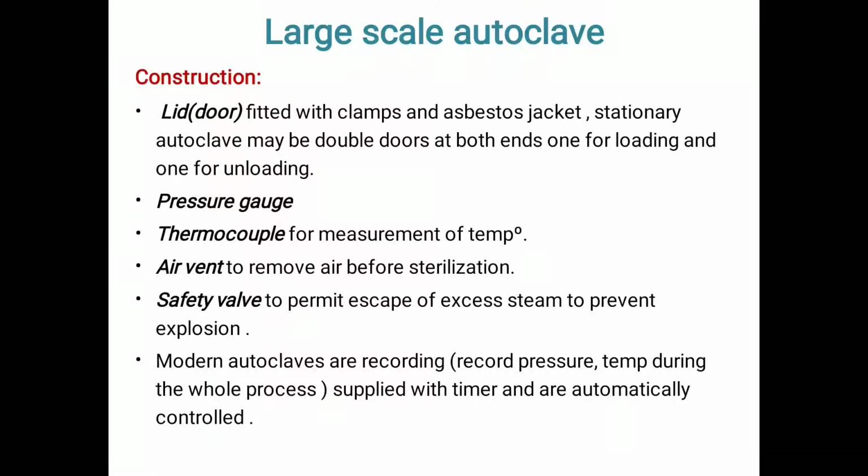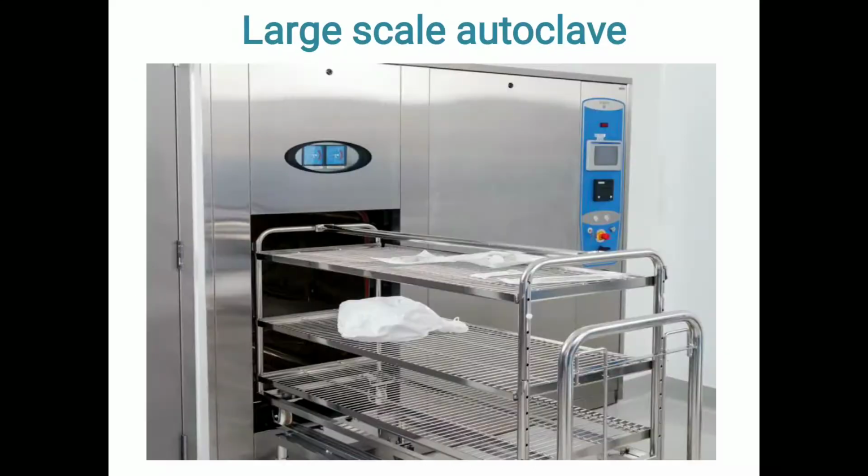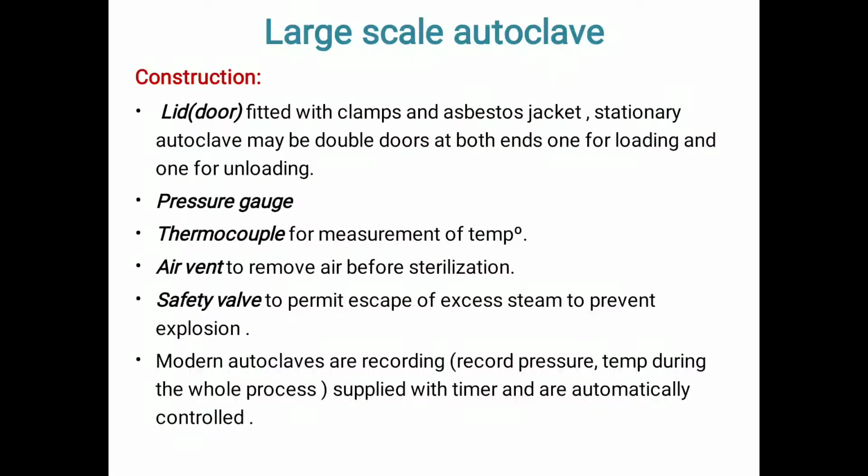Then there is the pressure gauge, which indicates the pressure. On the right side of the large scale autoclave there is a control panel with which we can set the required temperature as well as pressure, and there is a digital display which indicates the temperature as well as the pressure inside the autoclave. Then there are thermocouples, mainly used for measurement of the temperature, which are placed inside the autoclave.